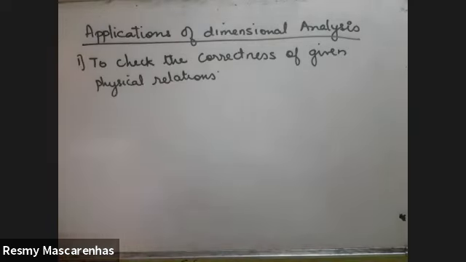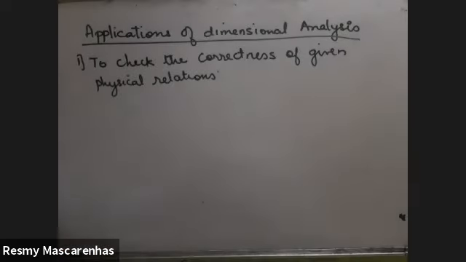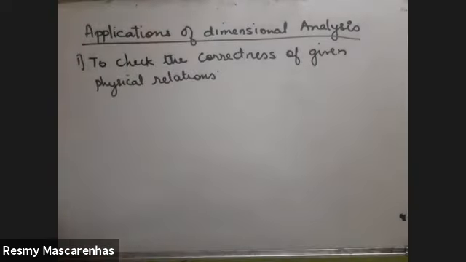We'll start. To check the correctness of a given physical relation. One formula will be given to you, any random formula they will give you, and we have to check whether that particular given formula is correct or not. So I'll directly start with an example. For the first question, I'll straight away explain to you.